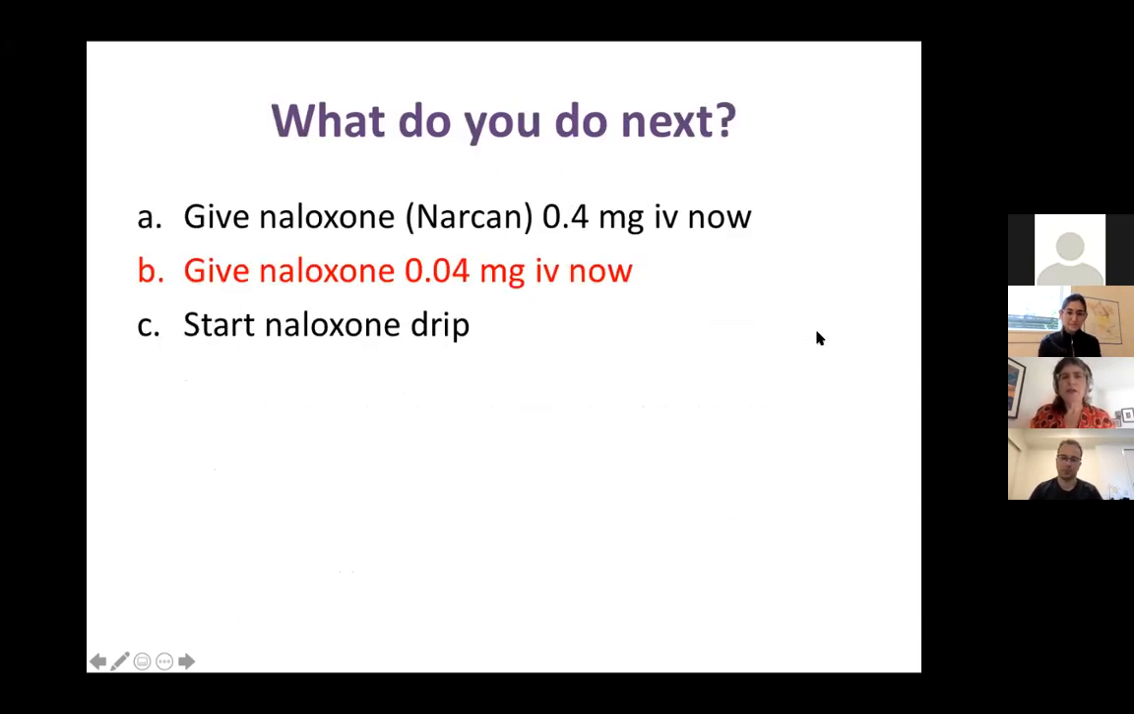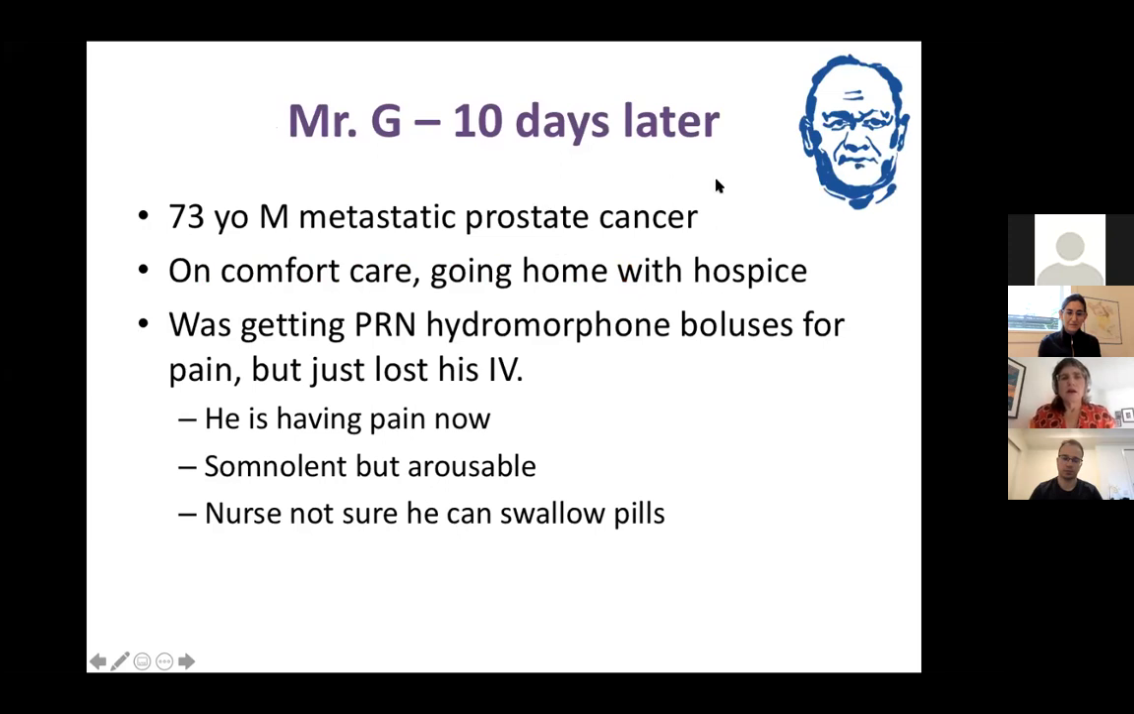All right. Last poll question. So Mr. G, 10 days later, he's a 73-year-old gentleman with metastatic prostate cancer. He is on comfort care. He is going home with hospice. He was getting as needed hydromorphone boluses for pain, but he just lost his IV. He's having pain now. He's somnolent but arousable. The nurse is worried about whether he can swallow pills, so she doesn't think that dilaudid pills is a good idea.